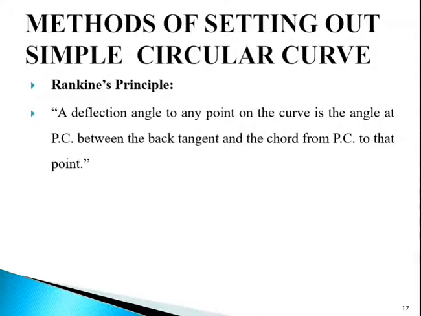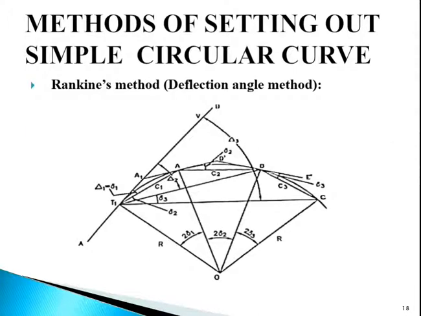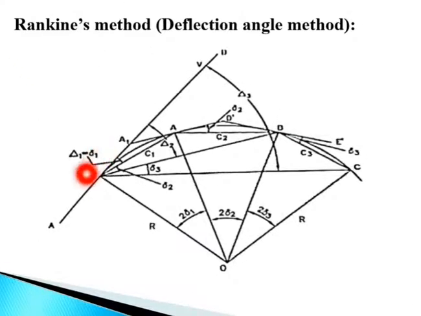Now let us understand the Rankine method, or deflection angle method. Here you can see the image. First of all, set out T1 and T2. Next, set the theodolite at PC, or point of curvature, at T1, with both the plates clamped to 0. Direct the telescope to bisect the point of intersection V.